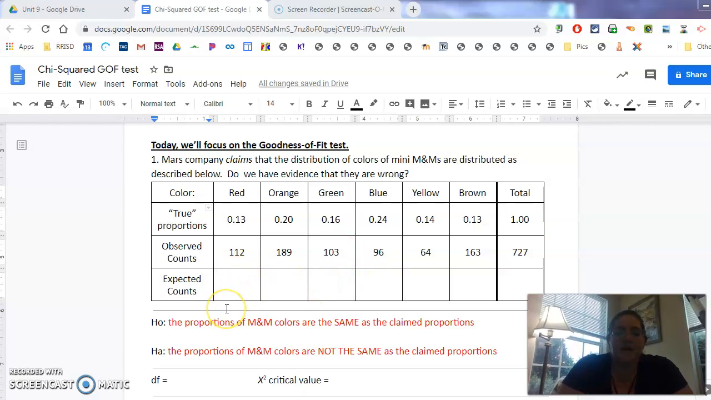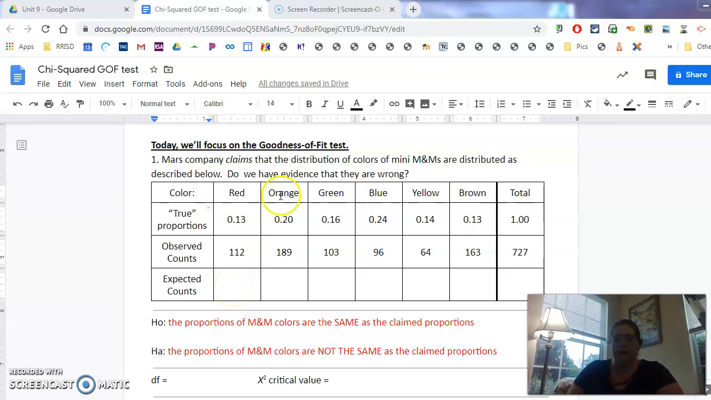So the first thing we would always do for a goodness of fit test, I put in this extra row down here. On a test or something, you wouldn't probably get that row as a reminder, but it is a good reminder that the very first thing that we should do is figure out what would be the expected count, and that's if these proportions we were given were actually true, what would be the expected number of M&Ms we would have in each category.